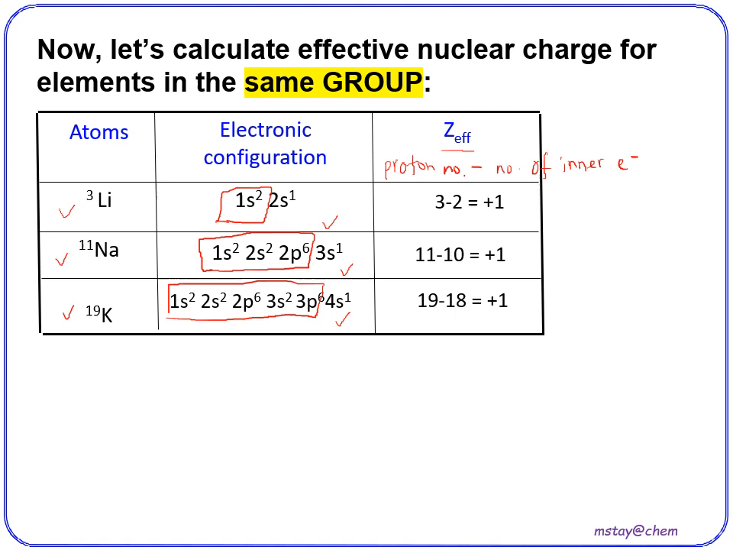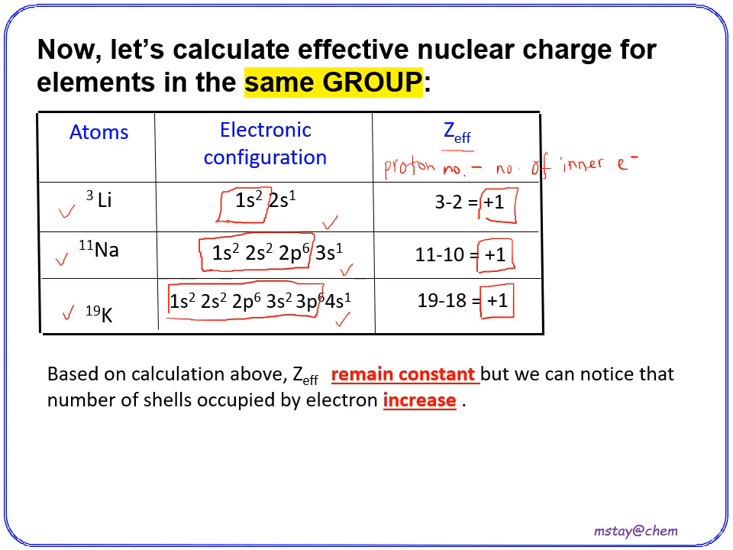So all these three elements, even though they are in the same group with different numbers of protons, have a similar effective nuclear charge, which is positive one. So it is very obvious that it is not suitable to use effective nuclear charge to discuss the trend or variation of the atomic radius down the group.